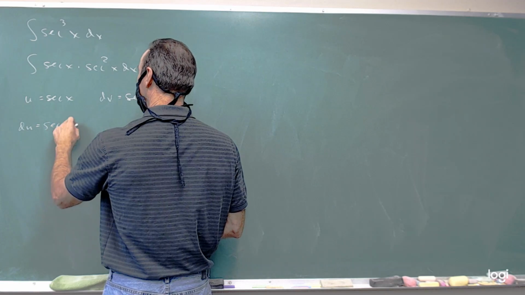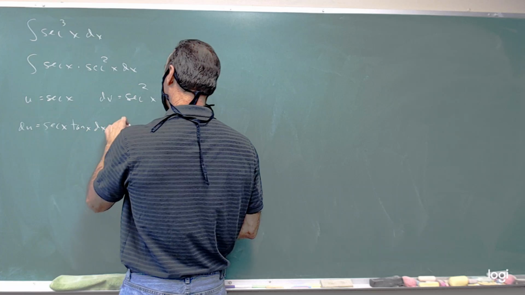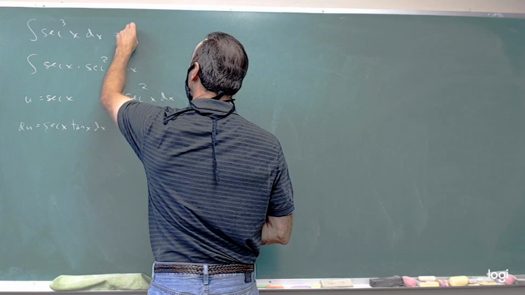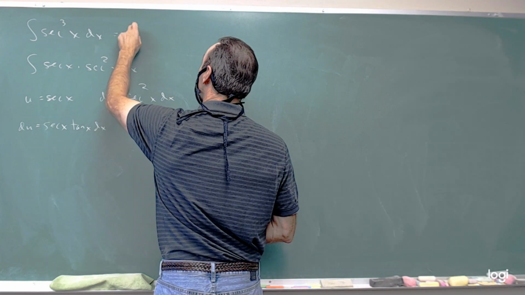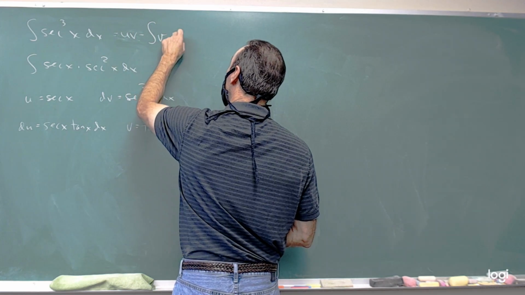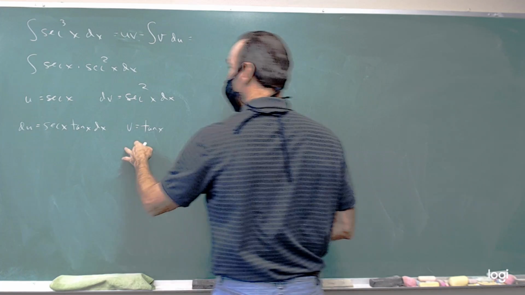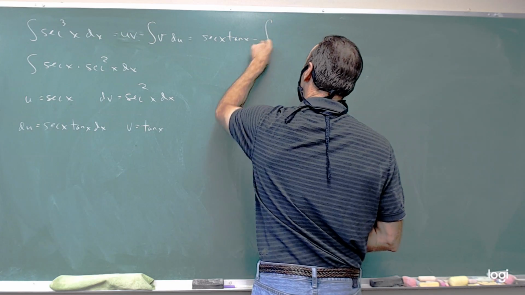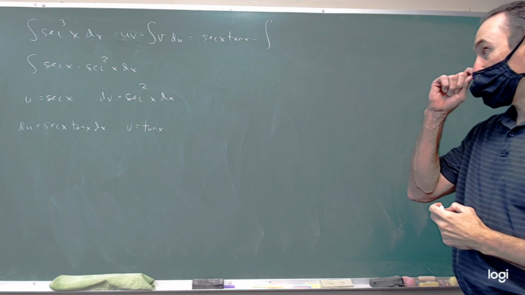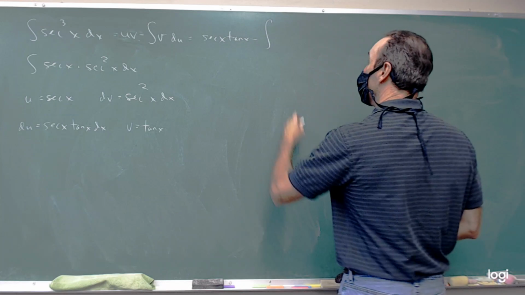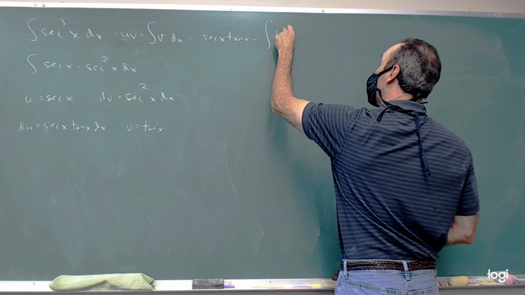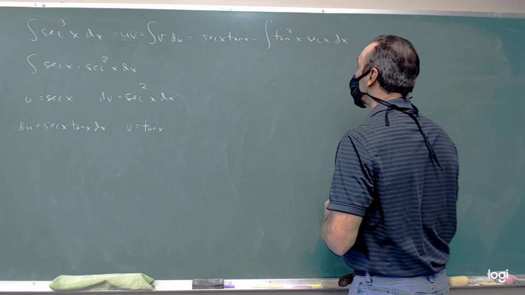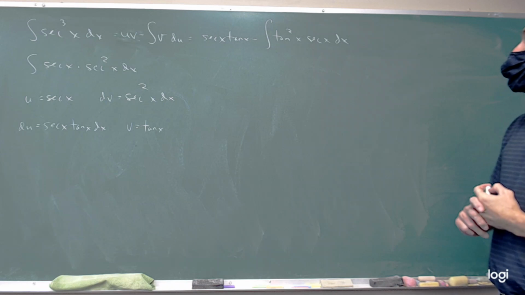Okay, so u is secant and v is going to be tangent. Remember we're taking uv minus the integral of v du. So uv is going to be secant x tangent x, minus the integral of v du, which is going to be tangent squared x secant x dx.